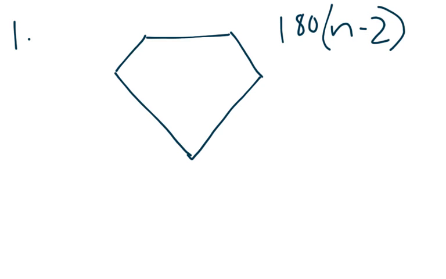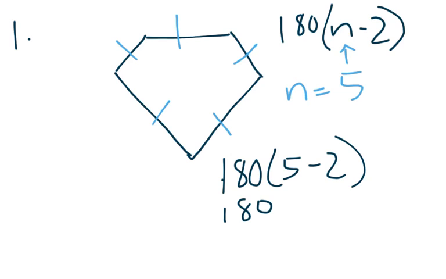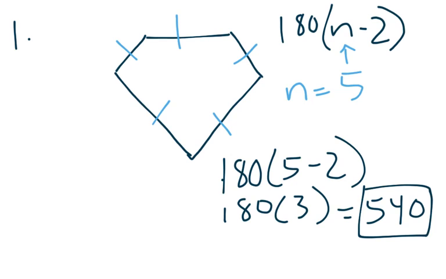The first step to figuring out the sum of interior angles is to count the number of sides. So let's look at this shape. We have 1, 2, 3, 4, 5. So that means n equals 5, and we are going to substitute that number in this equation. We have 180 times 5 minus 2, which is 3, so we have 180 times 3, and that is 540. So the sum of the interior angles for this polygon is 540 degrees.